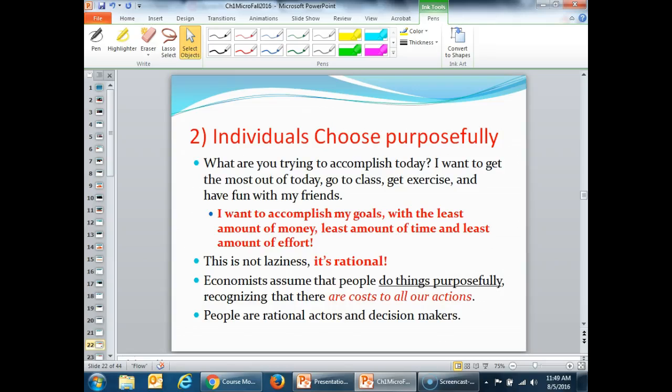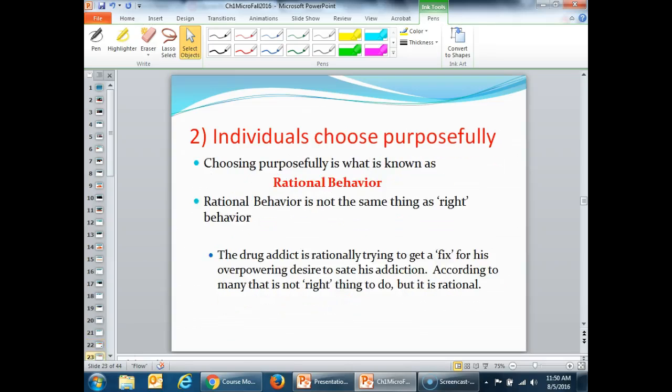They are going to do everything that they need to do with the least amount of time, the least amount of money, and the least amount of effort. That does not make them lazy. It makes them purposeful. They economize on their actions. They are rational decision makers. So choosing purposefully is what is known as rational behavior.